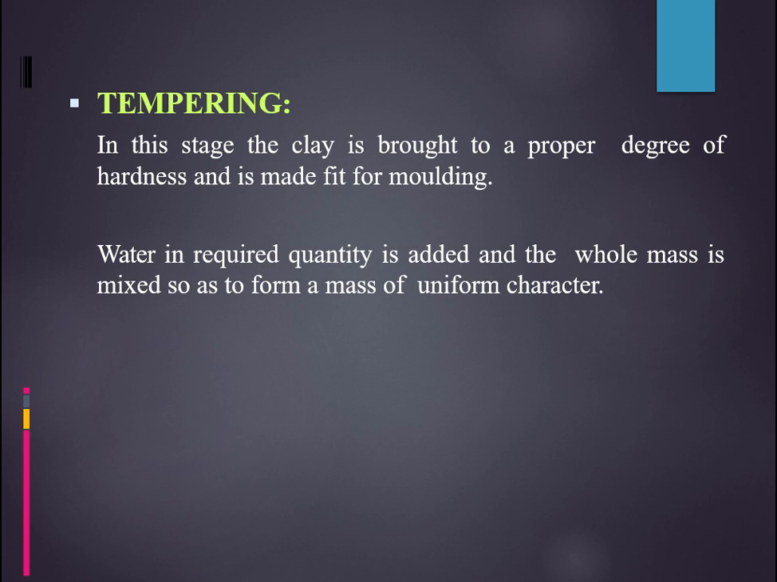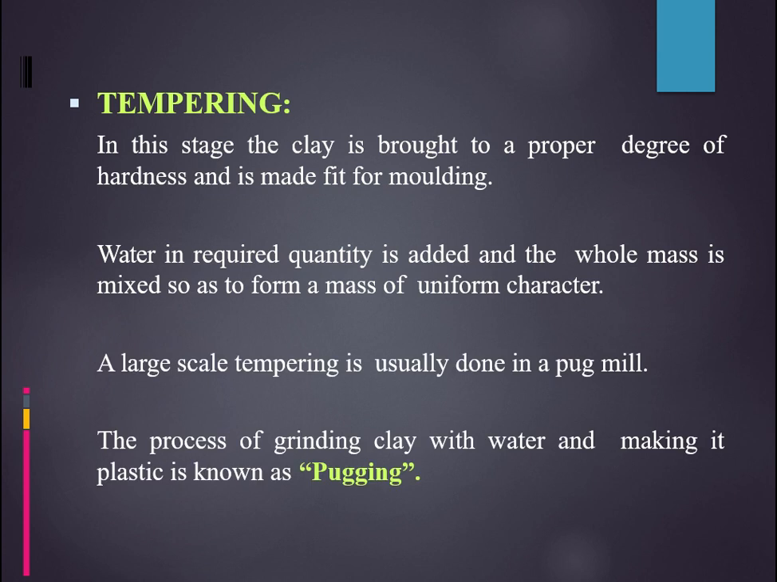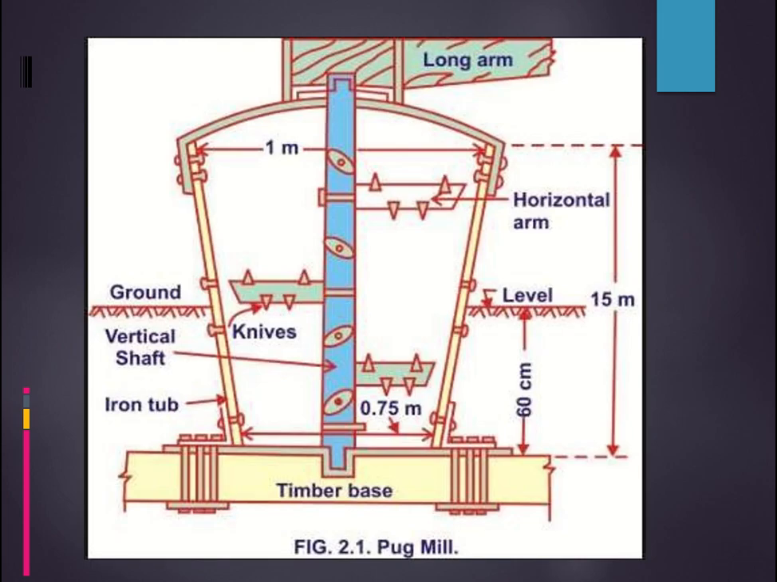Then you can take the help of pug mills. Okay, so pug mills are those equipments which are used for tempering the clay, and hence that operation is called pugging. Okay, so right now in the figure you can observe a pug mill. So generally a pug mill consists of a conical iron tube. So this pug mill will be sunk 60 centimeters down into the earth surface, and in between you can see this one vertical shaft, right?